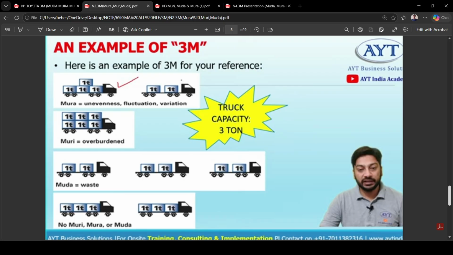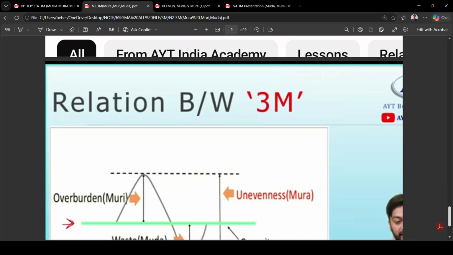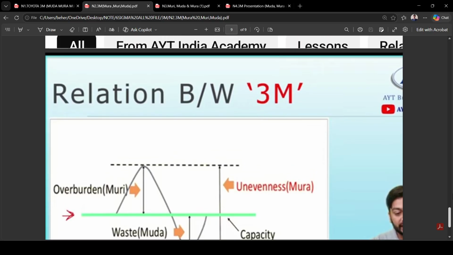There are 3 trucks. That one also is waste. Then the fourth one: this one has 2 trucks, which means 3 trucks' load, you will load it on 3 trucks and 2 trucks are everything is over. Then the relation between 3M.